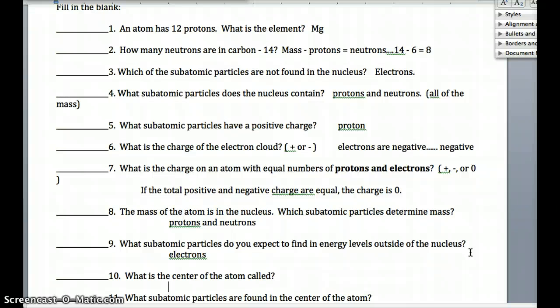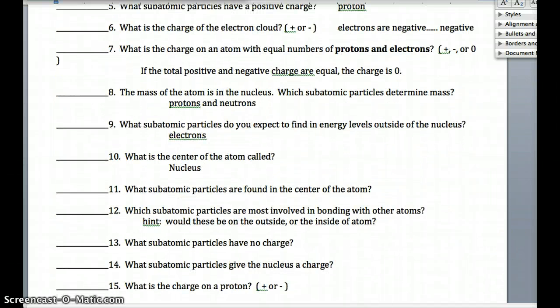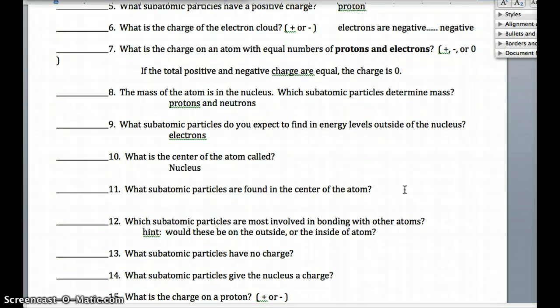And what did we say the center of the atom was? A little pinpoint of mass in the center would be the nucleus. And what is the center of the atom called? The nucleus. What did we say earlier was in the nucleus? So protons and neutrons would be in the center of the nucleus.